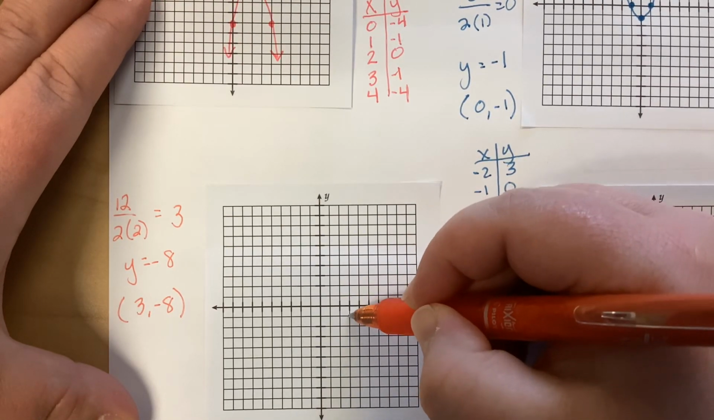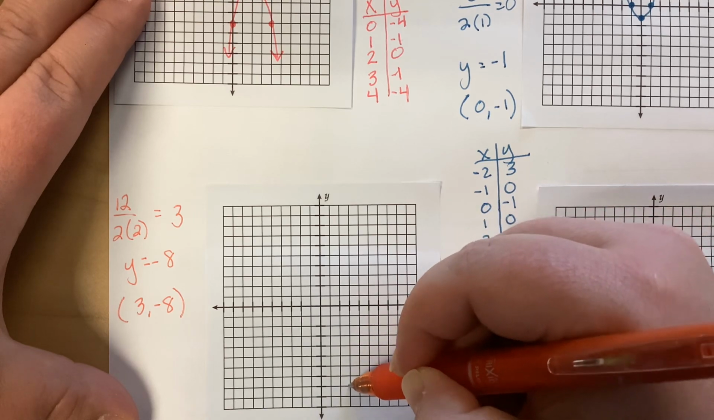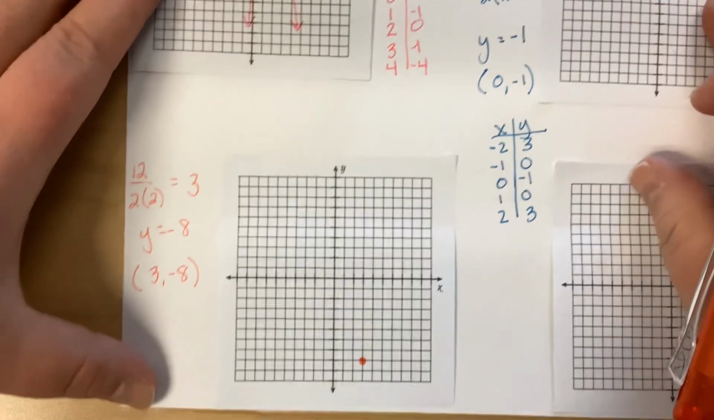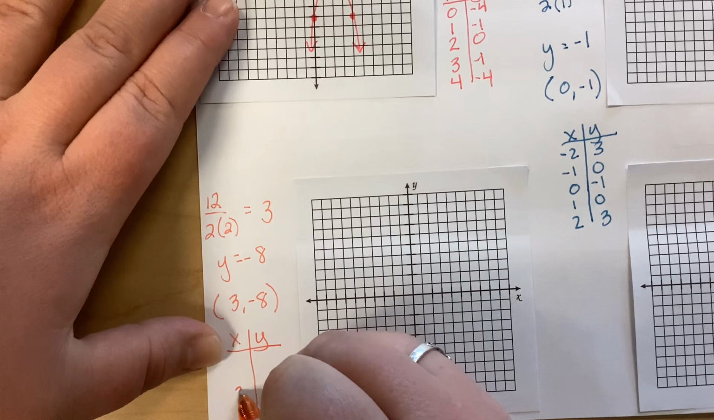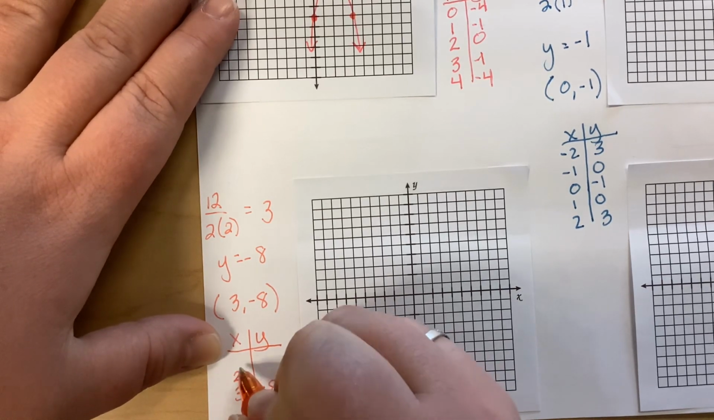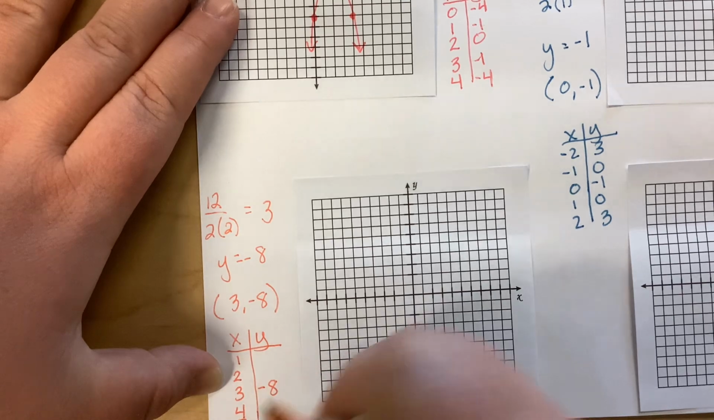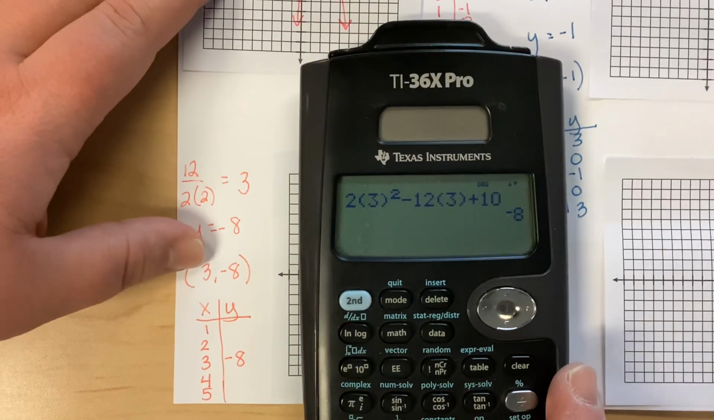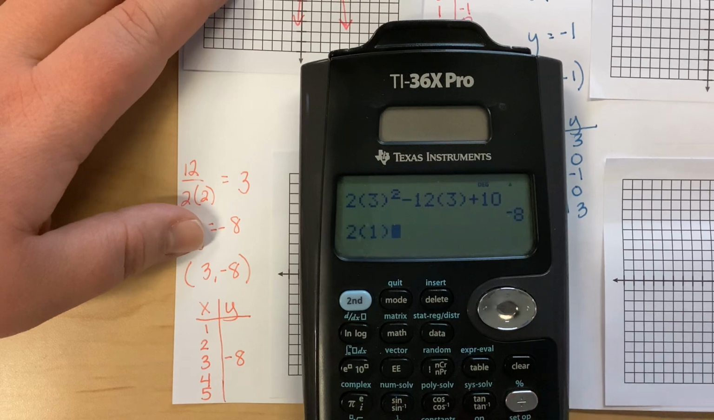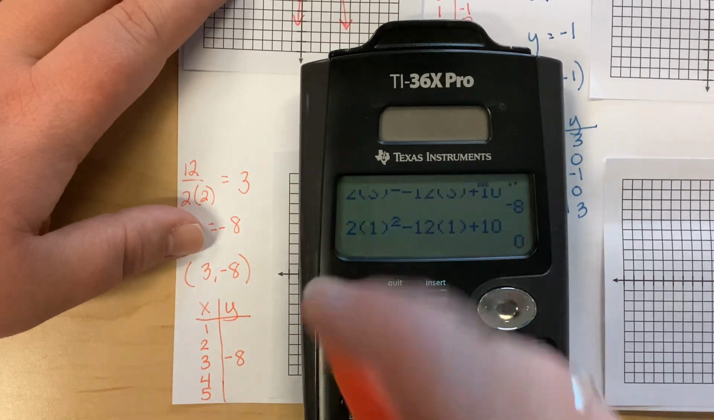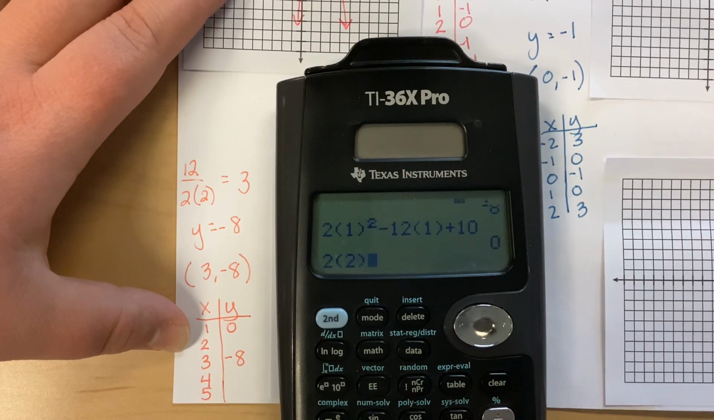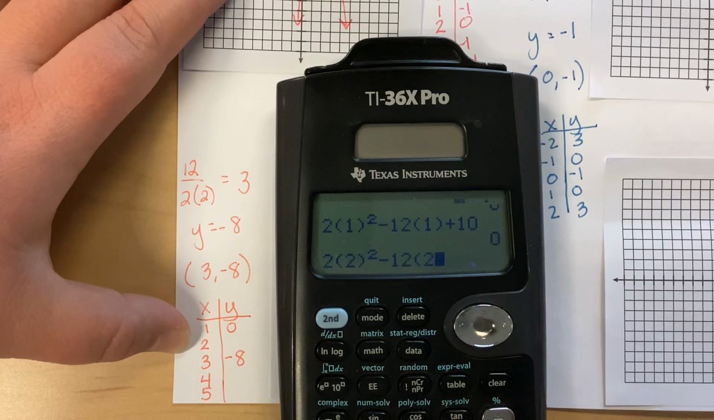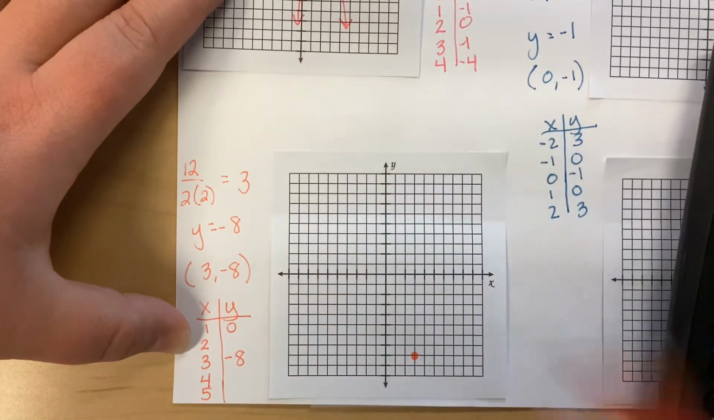1, 2, 3. 1, 2, 3, 4, 5, 6, 7, 8, right there. Okay, let's make our table. So 3, negative 8, right in the middle. 3, 2, 1, 3, 4, 5. And then we're going to do some calculating. Okay, so 2 times 1 squared minus 12 times 1 plus 10 is 0. Okay, 2 times 2 squared minus 12 times 2 plus 10 is negative 6.